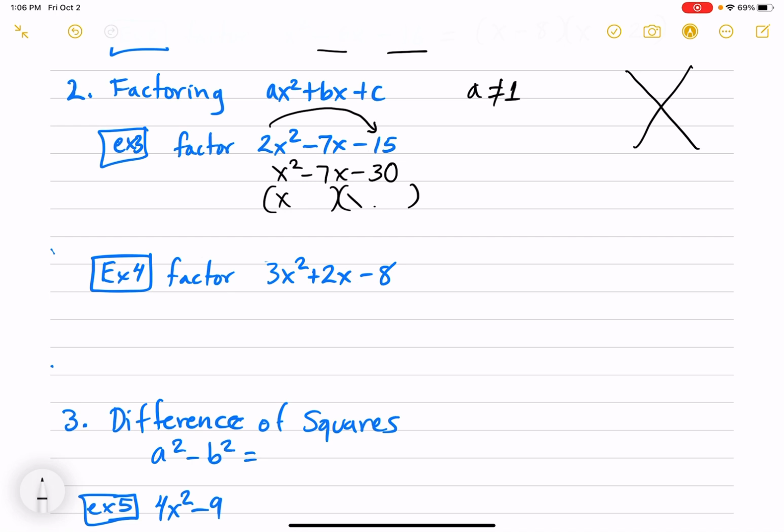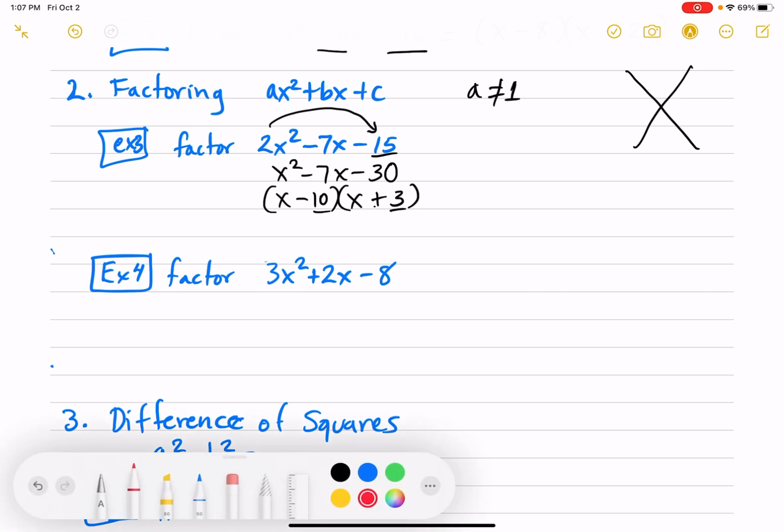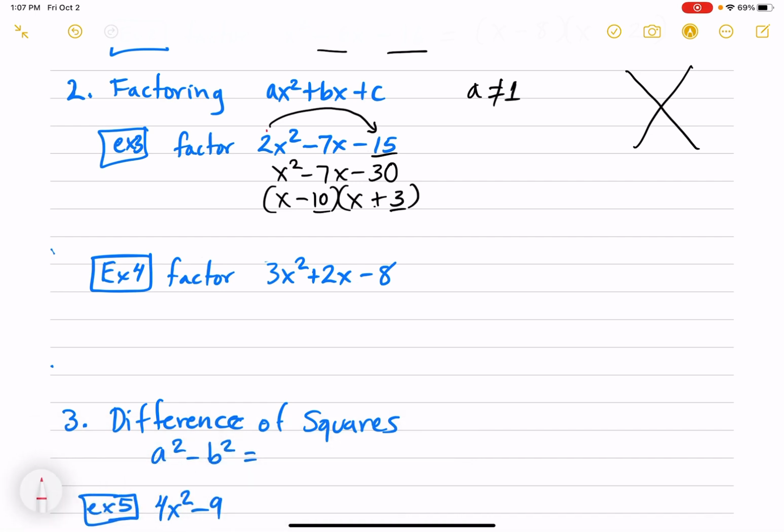So we need an x and an x for sure. Negative 10 and positive 3 multiply to negative 30 and add up to negative 7. But remember, we multiplied something by 2, so we need to somehow reverse that and get back to our original, because this is not the answer. This here doesn't multiply to 15. 3 and 10 doesn't multiply to 15. And so to reverse that process, we need to divide something by 2. Because we multiplied by 2 here, now we need to divide something by 2. The only thing that is divisible by 2 is 10 here.